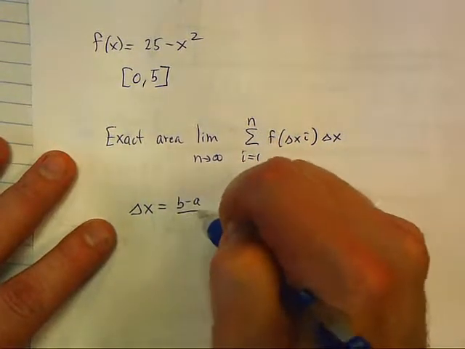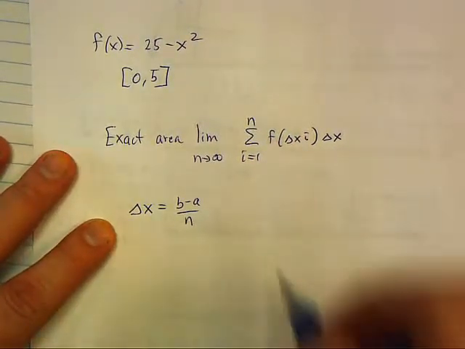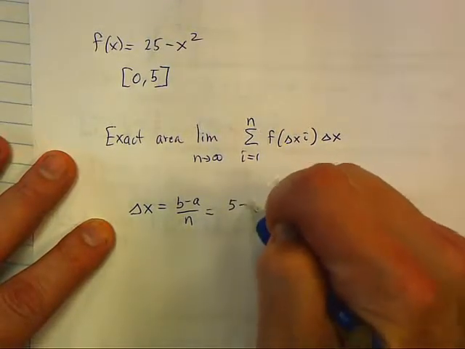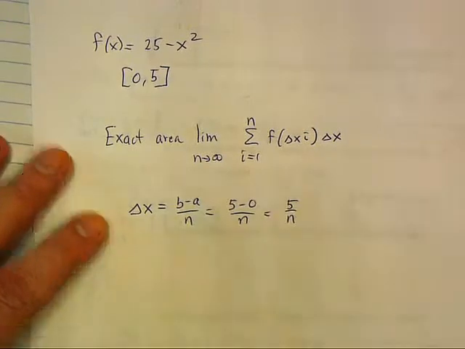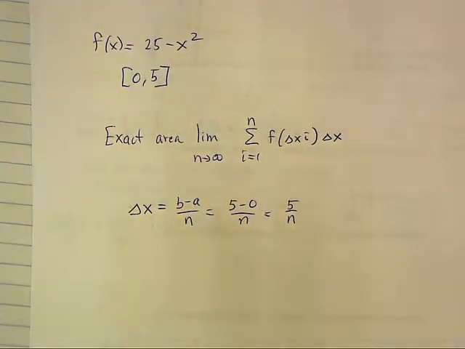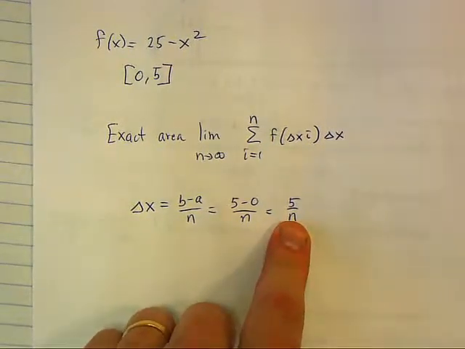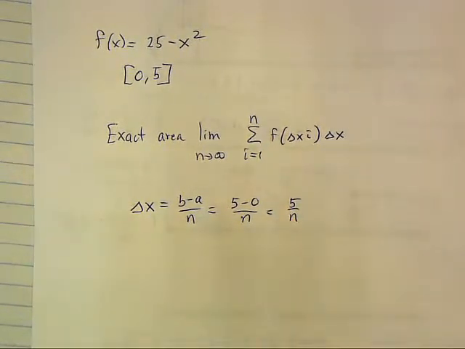B minus a over n. So in this case, it's 5 minus 0 over n. It's just 5 over n. We're going to build n rectangles, and we're going to let n get bigger and bigger until it's so big we don't know how big it is. We'll let n go to infinity. So we don't have a specific number of rectangles. We don't have 10. We have n. We're going to build n, and then we're just going to let n get really, really big.